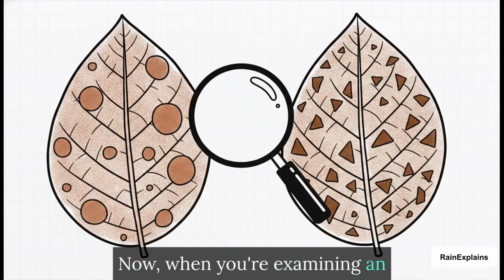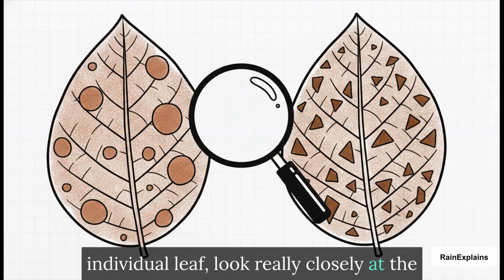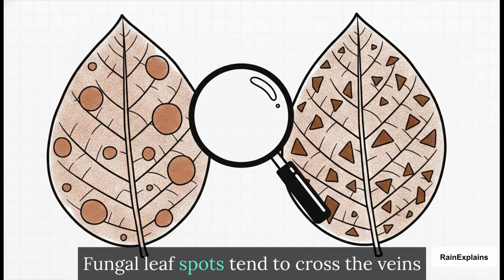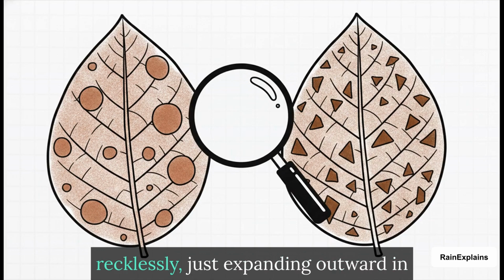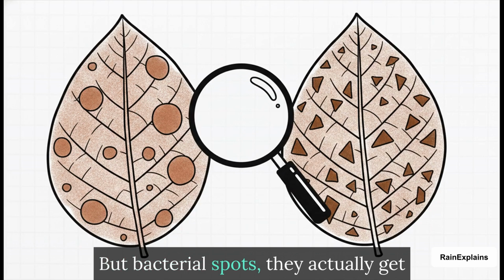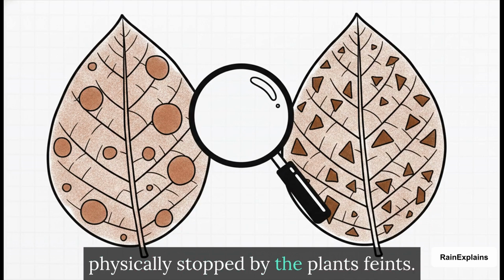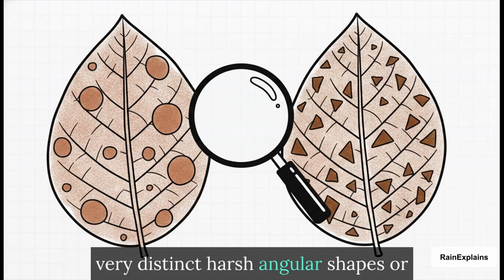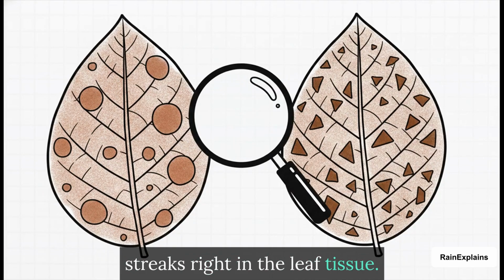Now, when you're examining an individual leaf, look really closely at the veins. Seriously, this is a dead giveaway. Fungal leaf spots tend to cross the veins recklessly, just expanding outward in these big circular shapes. But bacterial spots actually get physically stopped by the plant's veins. And because of that, they create these very distinct, harsh, angular shapes or streaks right in the leaf tissue.